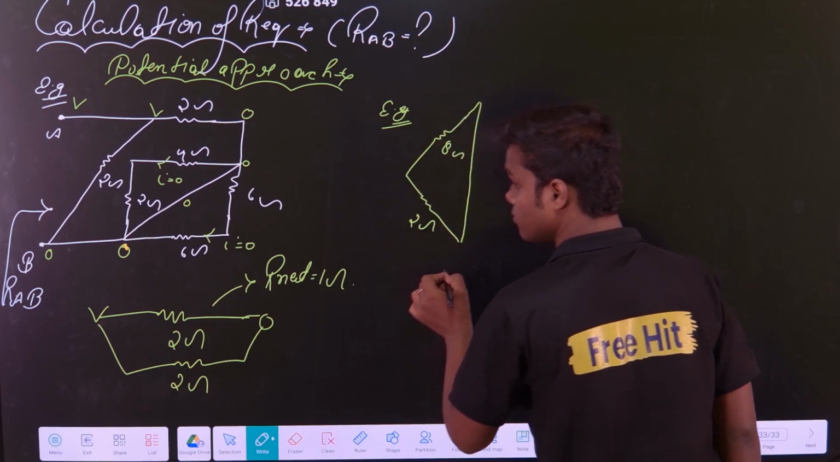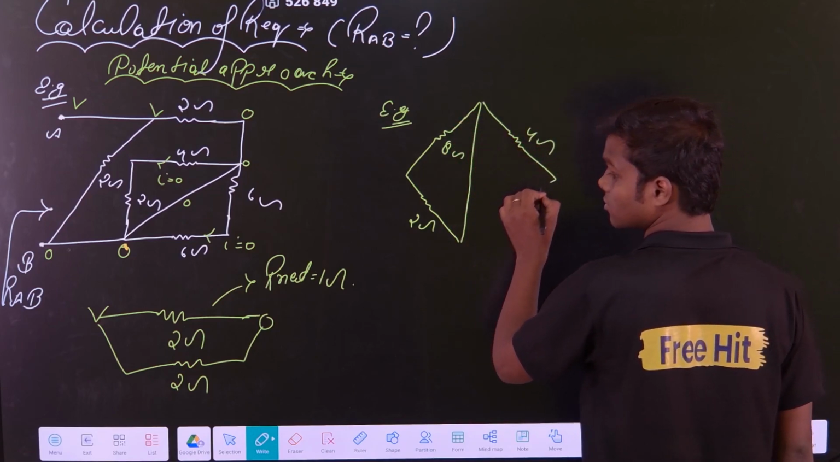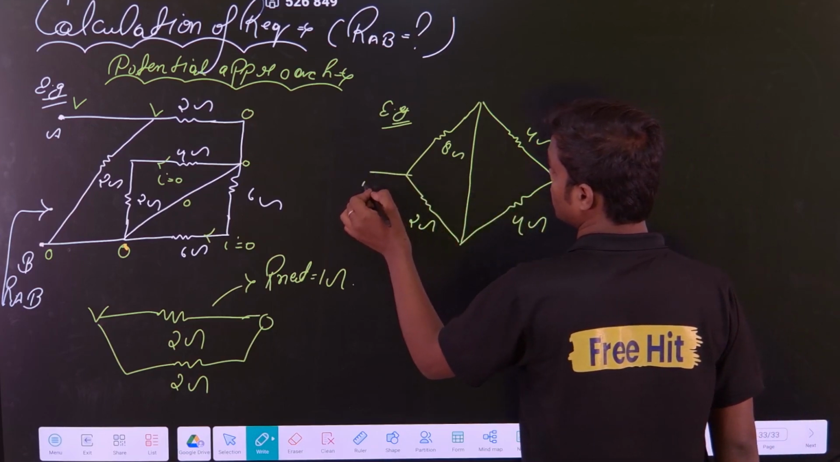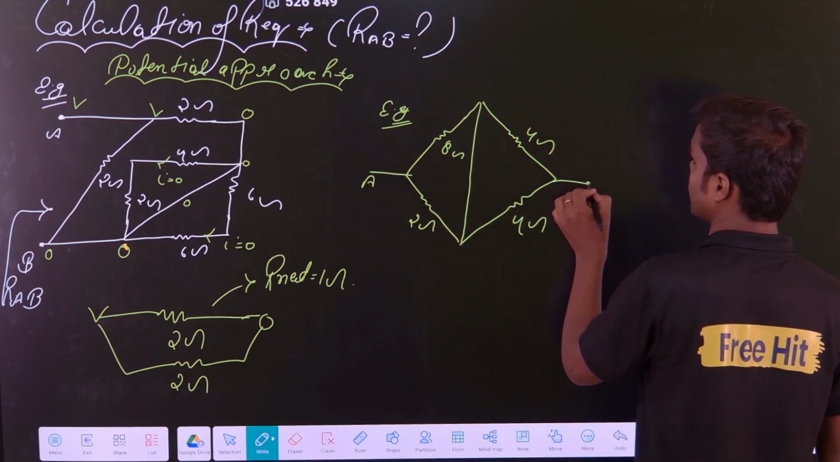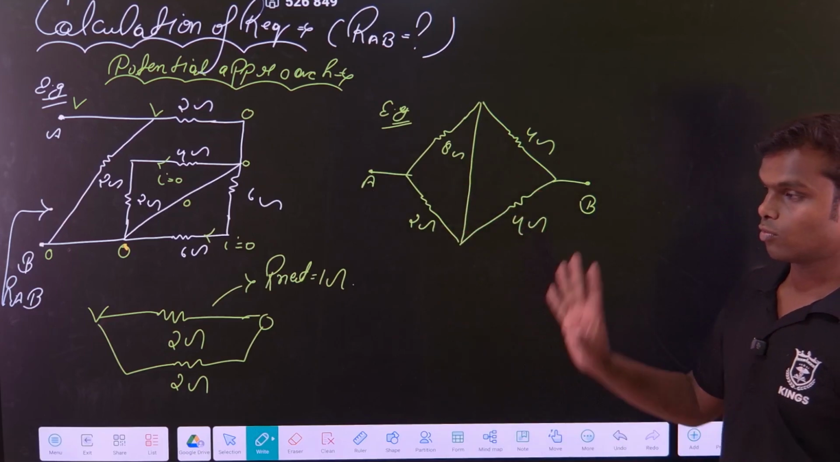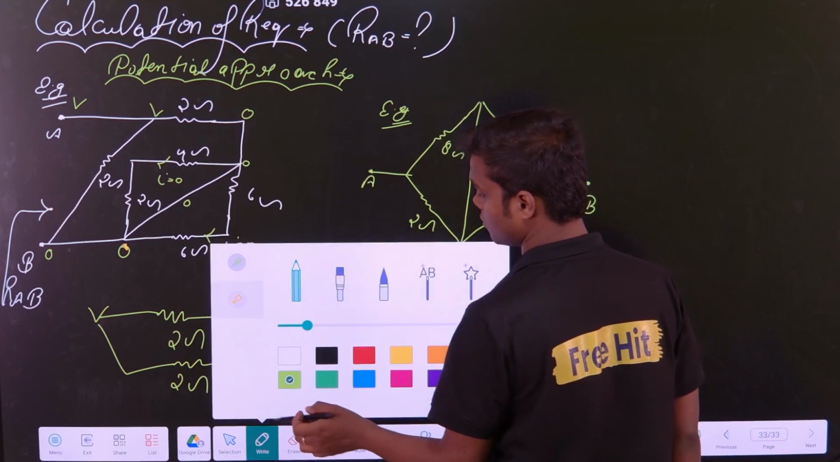This is 2 ohm, 4 ohm, 4 ohm, A and B. So you have to find the R equivalent across this. What is the approach? First try to do by yourself and then I will solve.